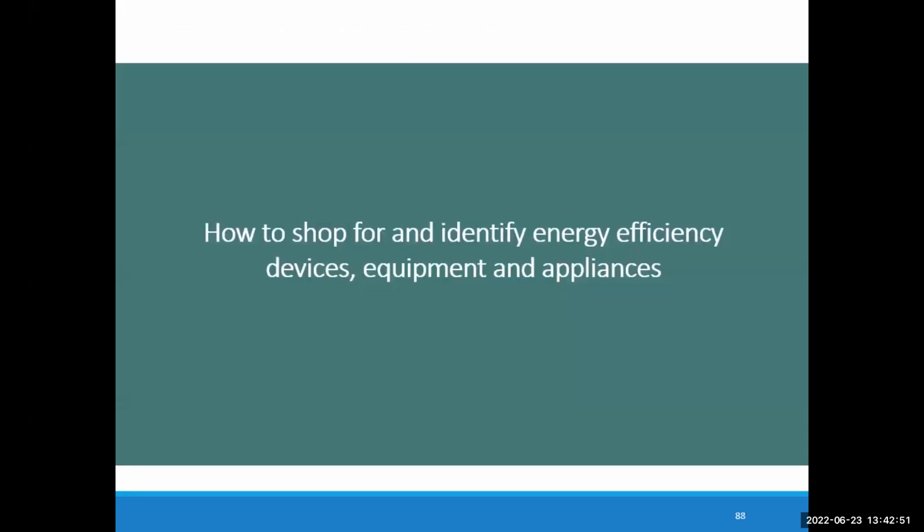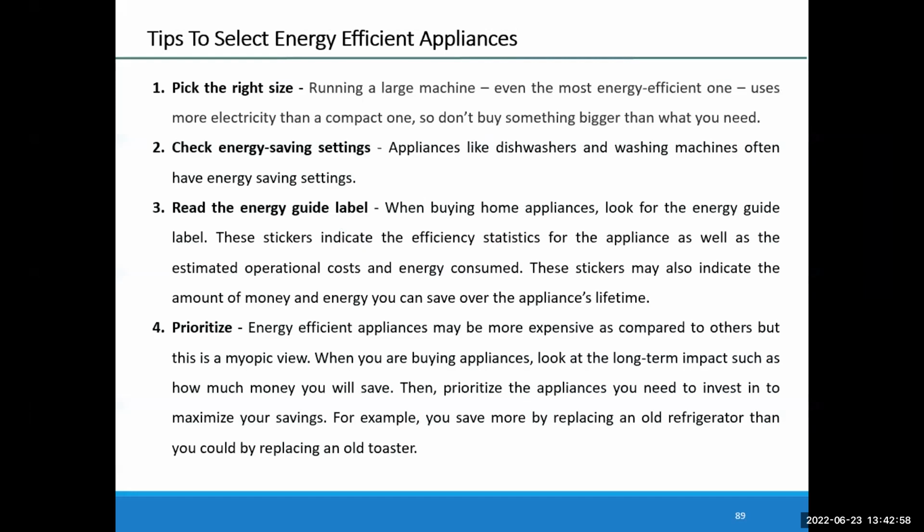So this slide is showing here how to shop for and identify energy efficiency devices, equipment and appliances. So this is a selection criteria which we need to think of while buying an energy efficient appliance or any new appliance. So the first point is pick up the right size. Running a large machine, even the most energy efficient one, uses more electricity than a compact one. So don't buy something bigger than what you need.